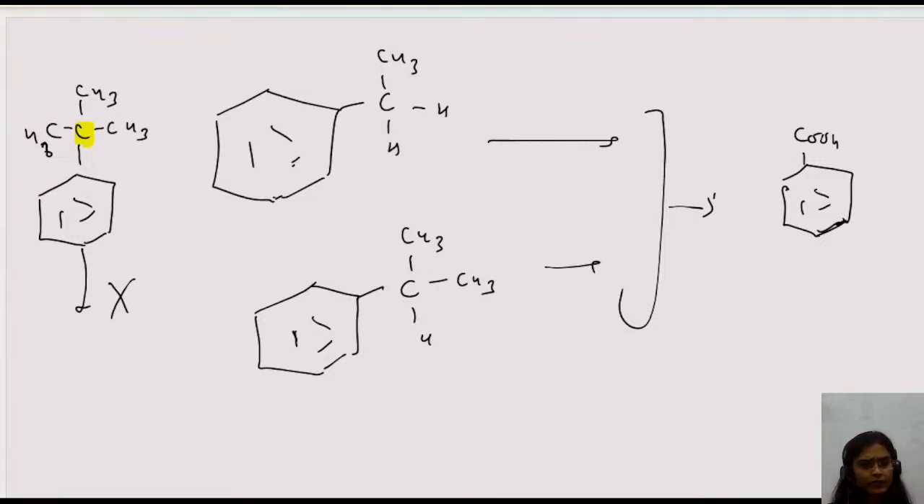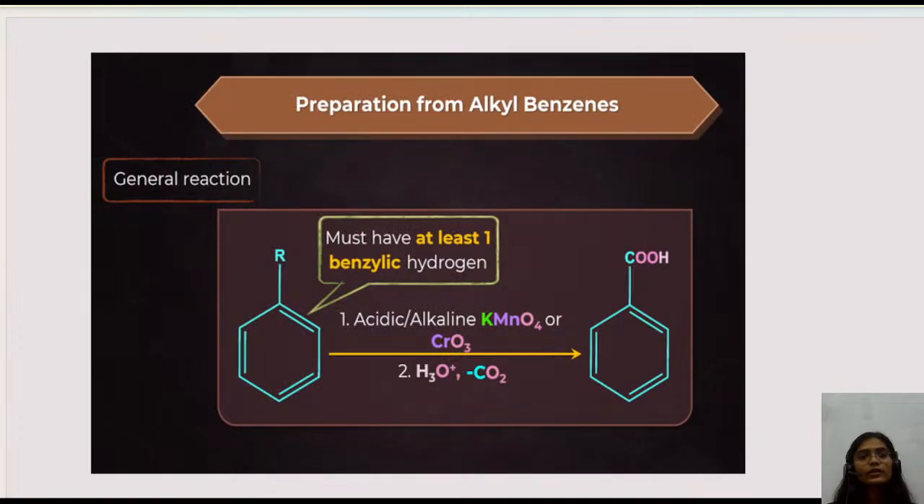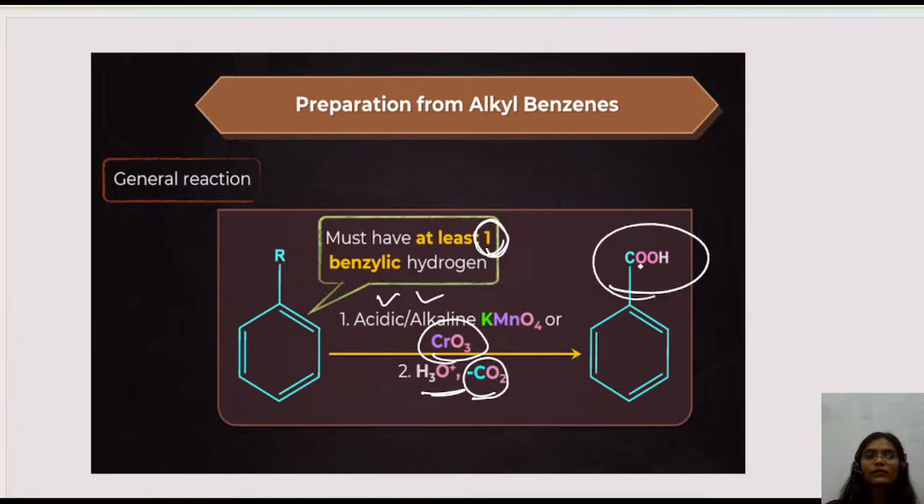This is a very simple reaction, and the mechanism is not really important. Let's see what we just discussed. Look at this. In this case, what is the basic condition? It must have at least one hydrogen, and acidic or alkaline KMnO4 or even CrO3 you can use, then hydrolysis and CO2, and we end up with the carboxylic acid. Most of the time we are using alkaline KOH. Acid you can use; acid is not the issue because we are using carboxylic acid here.